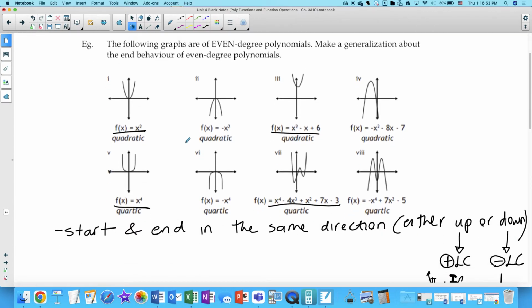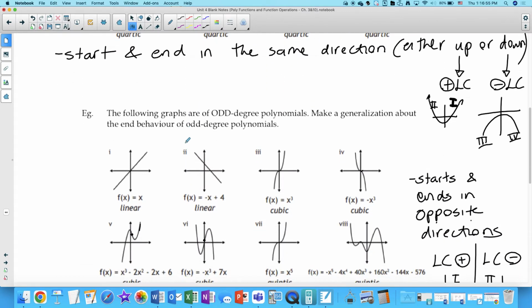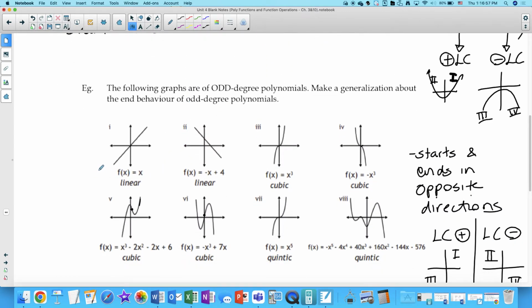So let's start with these first. If they start up and end down, or start down and end up, what would the range of these odd functions be? Starting and ending in opposite directions. Yes, y can be anything. If they start and end in opposite directions, the range is y is an element of the real numbers.